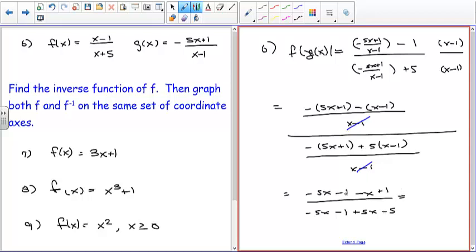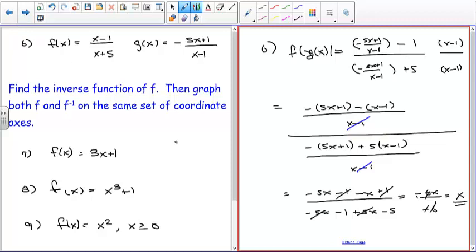So in the numerator, this cancels out with that, and you get negative 5x minus x, which is negative 6x. And the denominator, these cancel out, and you end up with negative 1 minus 5, which is negative 6. And those cancel out, and those cancel out, and you're left with x. So, believe it or not, that worked.